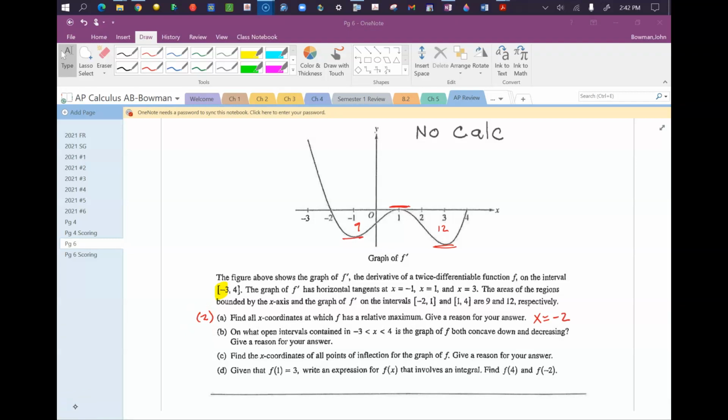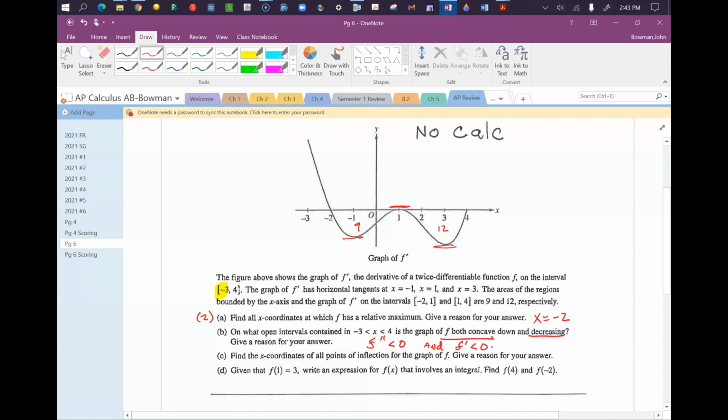Part B asks, on what open intervals contained in the interval from -3 to 4 is the graph of f both concave down and decreasing? So to be concave down, f double prime has to be negative, and for f to be decreasing, f prime has to be negative as well.